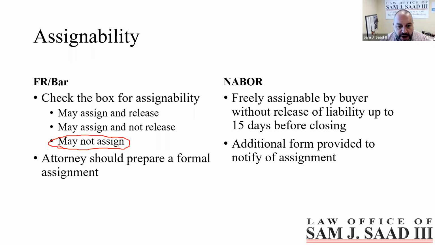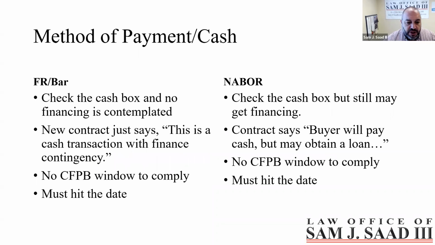So the next thing I want to talk to you about is the methods of payment. So if you're under a cash contract, they're very similar contracts. FARBAR has just amended their contract. All their cash deal says is, this is a cash transaction with no finance contingency. That's an error on my slide. Should say no. There's no CFPB window for compliance. You must hit the closing date. That's the same under the NABOR contract, where you check the cash box. It says you can still get financing, but again, there's no CFPB window, and you must hit the closing date.